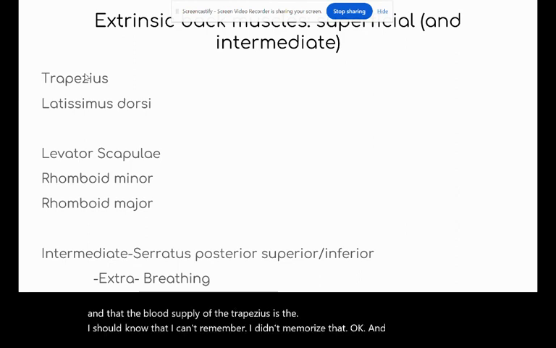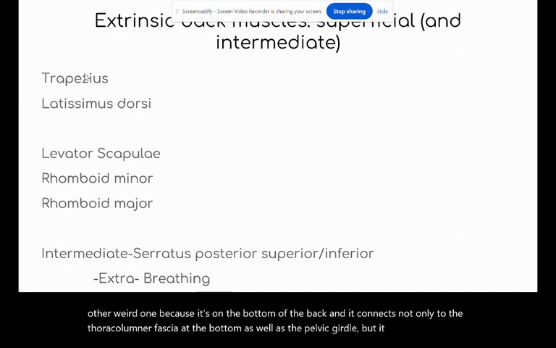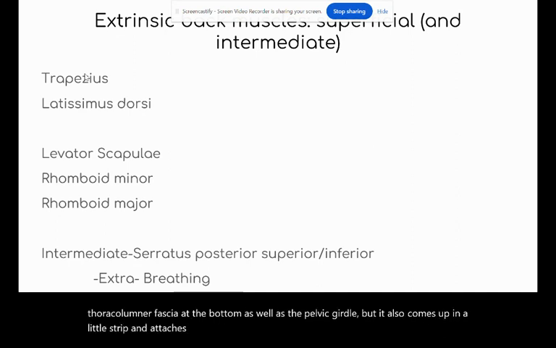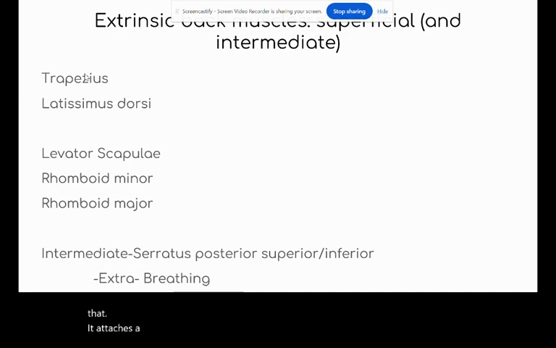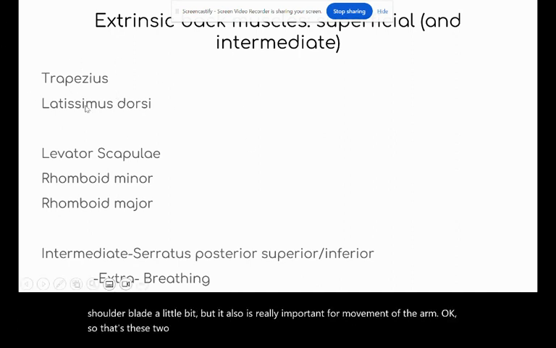Okay, and then the latissimus dorsi is the other weird one because it's on the bottom of the back, and it connects not only to the thoracolumbar fascia at the bottom as well as the pelvic girdle, but it also comes up in a little strip and attaches to the humerus. So this is one that attaches a little bit to the bottom part of the scapula, so it does deal with the shoulder blade a little bit, but it also is really important for movement of the arm. Okay, so that's these two muscles, and again, you just kind of Anki it, memorize the function and the innervation and stuff.